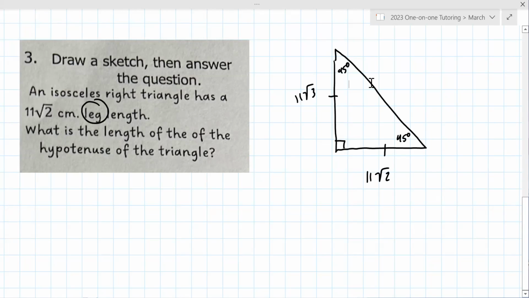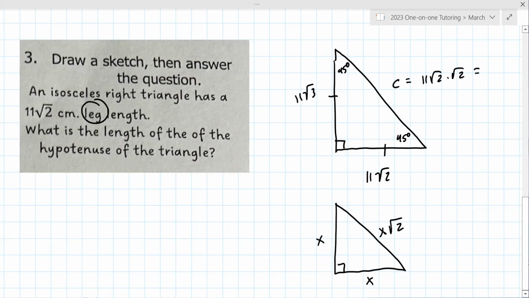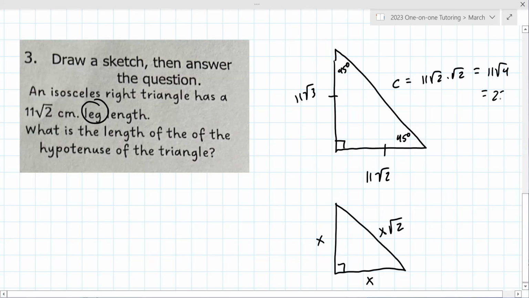Now, do you remember from the other day how to go from the leg to the hypotenuse? I don't. So the reference triangle here, draw that underneath. There are 2 reference triangles. You need to know one for 45, 45, 90, and 30, 60, 90. The hypotenuse is always the leg times the square root of 2. You take whatever the leg is and multiply by the square root of 2. So if you want to label this C or H, it's 11 square root 2 times the square root of 2, which is 11 square root 4, or 11 times 2, which is 22.